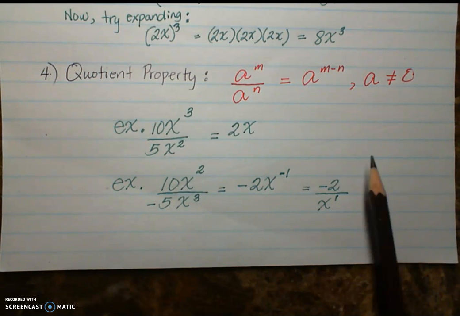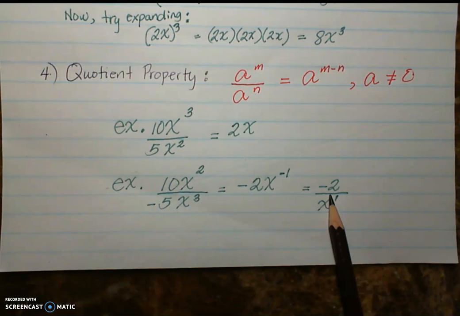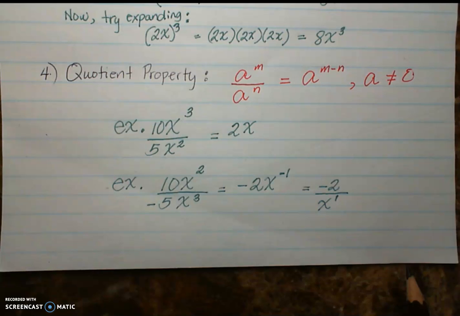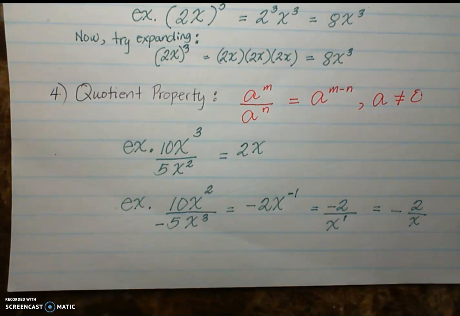It's a positive 1. So you're not moving it. You're going to let it stay there, and what you're going to move is the x with a negative exponent. So once again, you're only going to move it, either numerator or denominator, whenever the exponent is negative. Final answer is negative 2 over x.